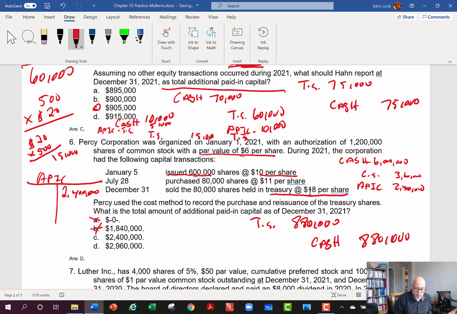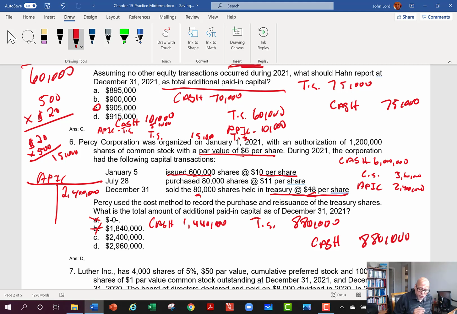Okay, so I got that done, but then they turn around and sell the shares back in December at $18 per share, more than the original reacquisition price. So just to make the whole journal entry, $18 per share times the 80,000 shares means I'm going to get cash in of 1,440,000. Just doing the arithmetic on that, right?